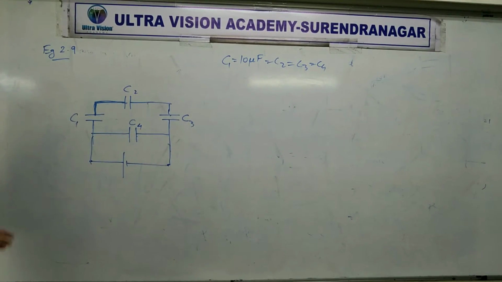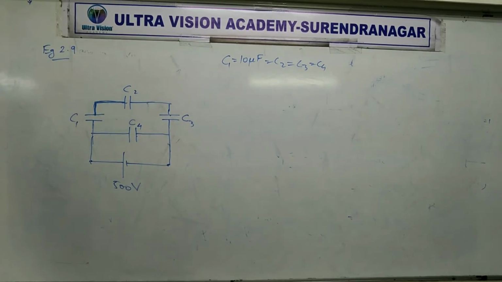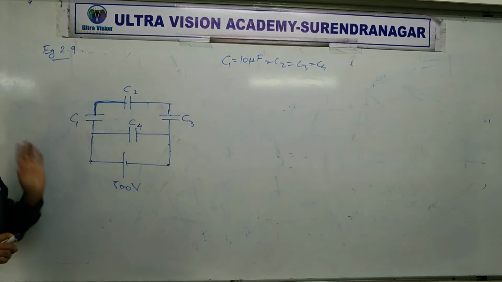So first step always is to identify what's in series, what's in parallel, and what is neither. What do you see? 1, 2 and 3 are in series. 4 is not in series? No. Only 1, 2 and 3 are in series? Yes. Sure? Yes. Absolutely? Yes. Correct. 4 is not in series with that.